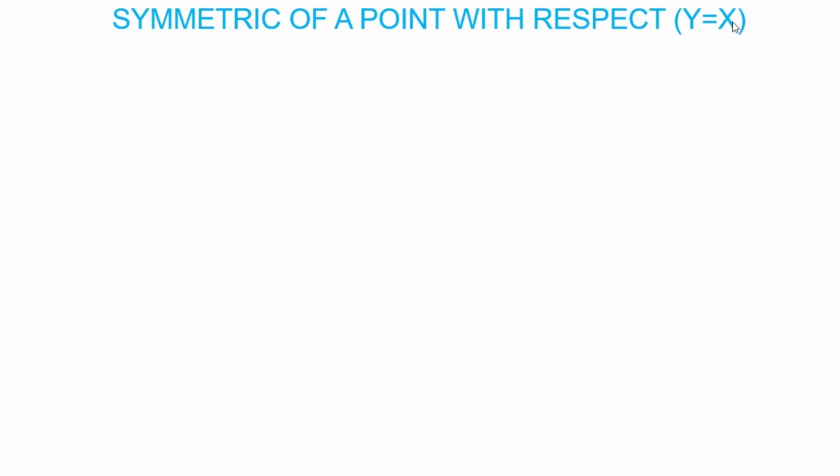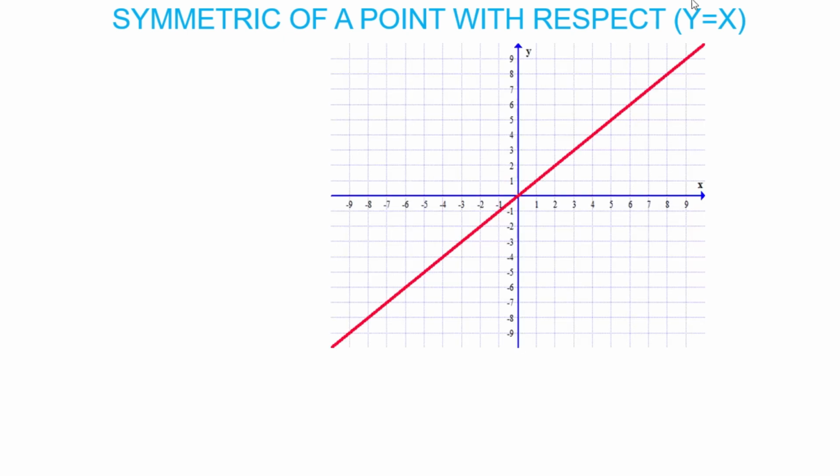Y equals x is the straight line passing through the point of abscissa 1, ordinate 1, abscissa 2, ordinate 2. So this straight line passes through the points where the ordinate equals the abscissa: 1, 1, 2, 2, 3, 3, 4, 4, minus 1, minus 1, minus 2, minus 2, 0, 0, etc. Let us see this straight line. Y equals x passes through the points 1, 1, 2, 2, etc.